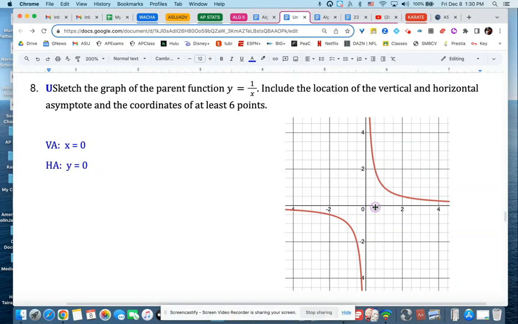So if I put in 1, I get 1 over 1, right? Oh, sorry. Put in 1, you get 1. Put in 2, you're going to get 1/2. If I put in 4, I'm going to get a quarter, right? Etc.